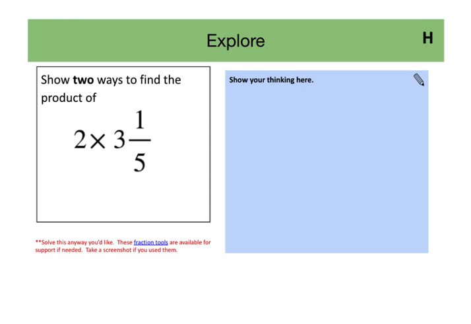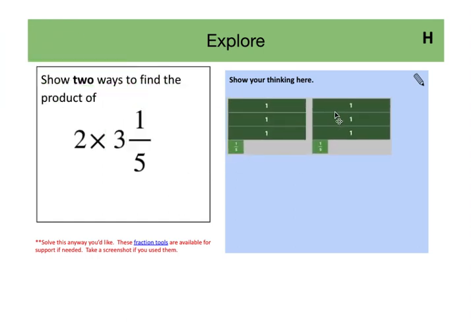So you might want to find first a student who is given more of a concrete example of how to solve this. So that could look like them using the fraction strips. There are digital tools here located at the fraction tools that they might have used, and they might have shown their answer using fraction strips. So they come up with the answer 6 2/5 by making 2 groups of 3 1/5.